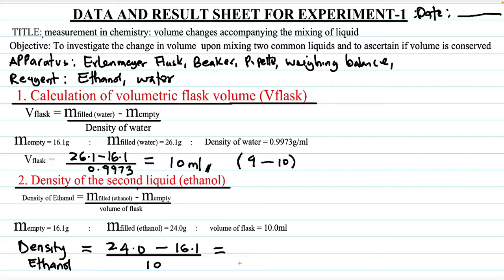So we'll say 24.0 minus 16.1 divided by 10. So we're having 0.79 gram per mil as the density of ethanol.